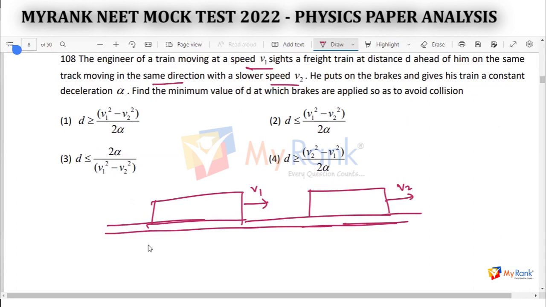So like this, these are moving. In the first train, he has to apply the brake, students, in order to avoid the collision. So then the deceleration is alpha. In that case, find the minimum value of d, the minimum distance at which brakes are applied so as to avoid collision. So to avoid collision, what should be the minimum distance if alpha is the deceleration while he applies?